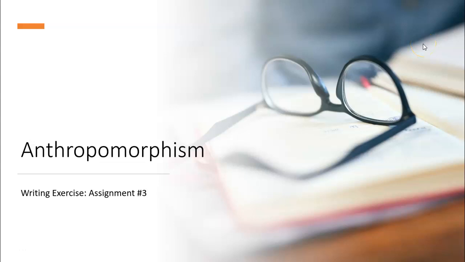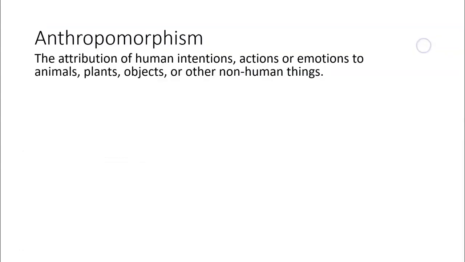This is part 2 of this writing exercise. We're going to be talking about anthropomorphism. So let me tell you what anthropomorphism is. It's a very long word, but it's pretty simple. And it's something we don't want to use in scientific writing style.